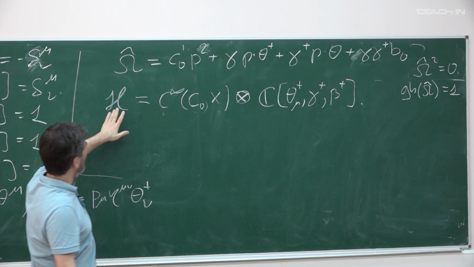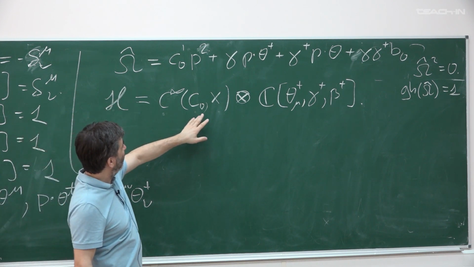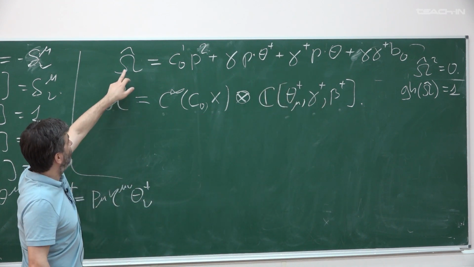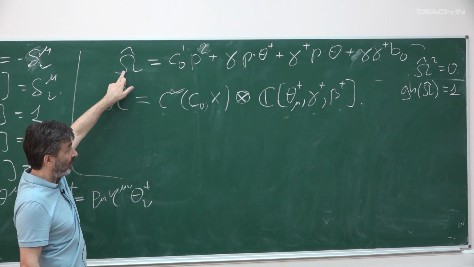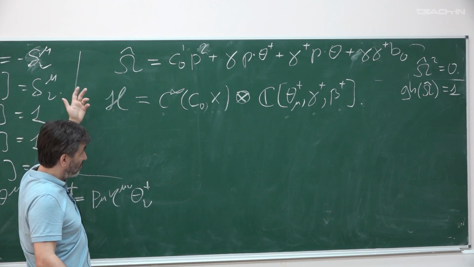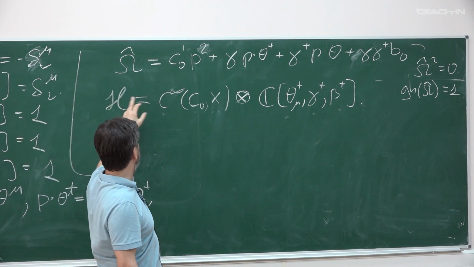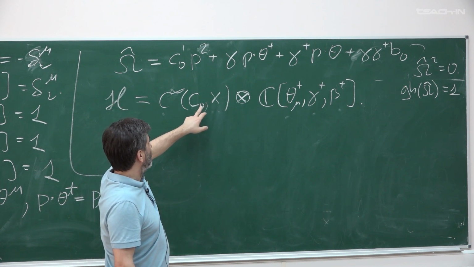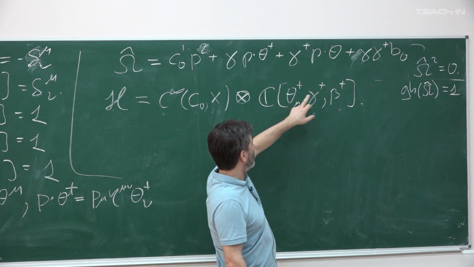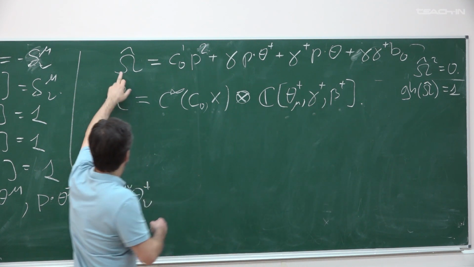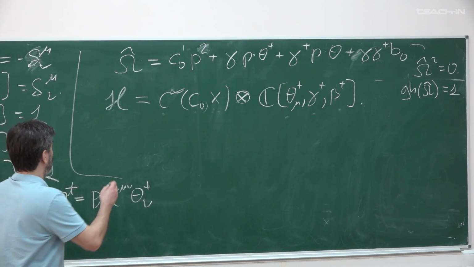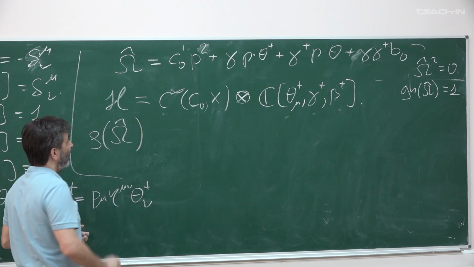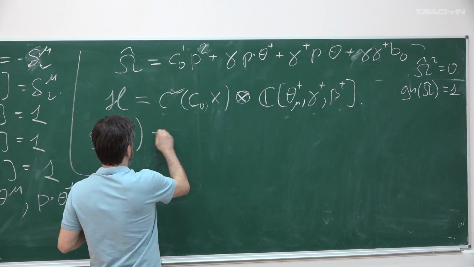So all in all, we can think of h as wave functions in all these variables. It's very convenient to represent omega hat as a differential operator under our identification of our representation space with functions in X, C naught, theta dagger, gamma dagger, beta dagger. We can represent our omega hat as a differential operator. So our omega acts in our representation space as follows.